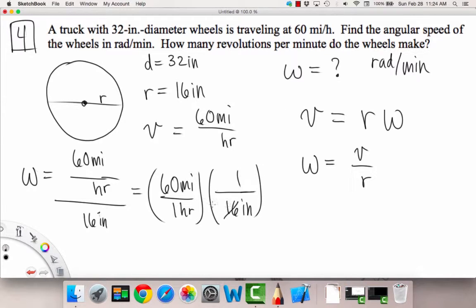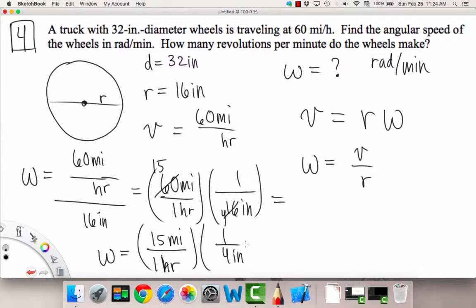So first, before we do that, we can simplify by dividing by 4, just to make the numbers a little bit easier. So we'll actually get something like this. Omega is equal to 15 miles per 1 hour, and then 1 over 4 inches. Okay, so the thing is we have to convert all of the units here.